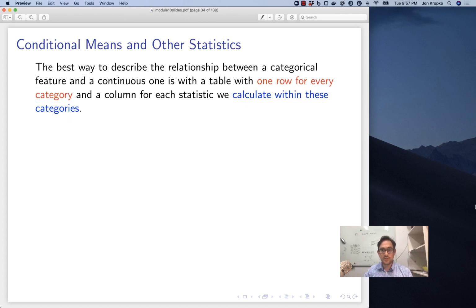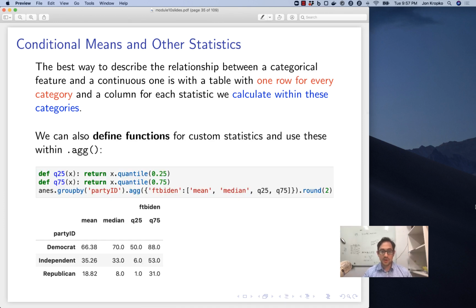There are other ways to understand the relationship between features. One is with conditional means and other statistics. If we have a categorical feature and a continuous one, and we want to understand the relationship between them, then we can create a table with one row for every category of the categorical feature, and then columns to represent statistics that we calculate for the continuous feature within each category. For this, we use group by and aggregate the way we did in Module 8.